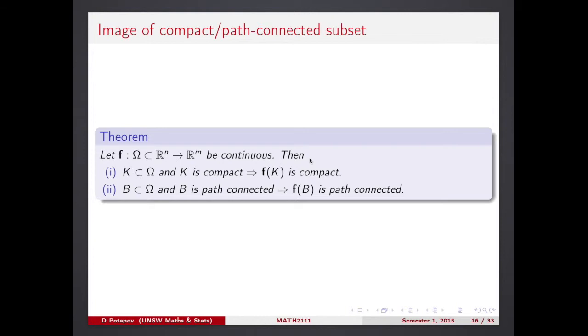It says that if you have a continuous map between Rn and Rm, or between a subset in Rn and a subset in Rm, then there are two things you can expect from such a map all the time. Compact sets will always be mapped into a compact subset, and path connected into path connected. That's all there is to it. It's a good theorem, and I hope there will be plenty of opportunity for you to reference this theorem.